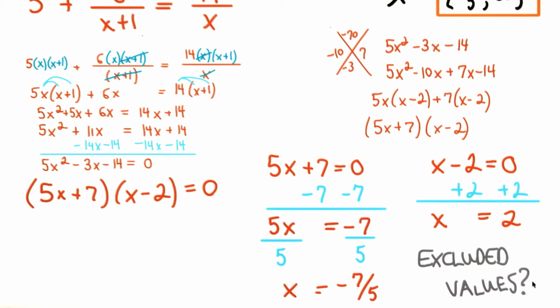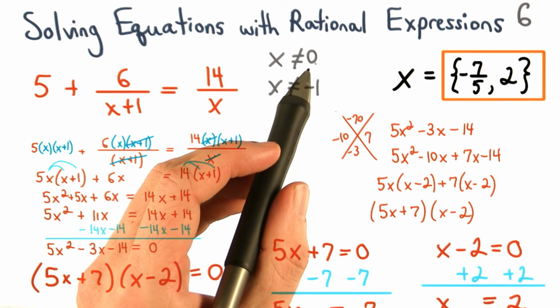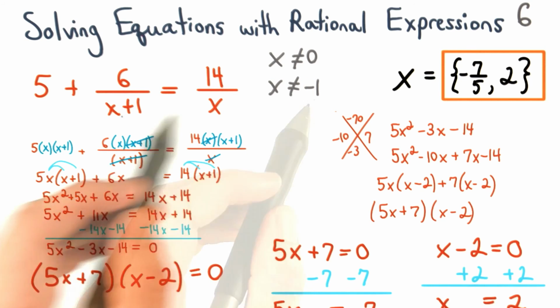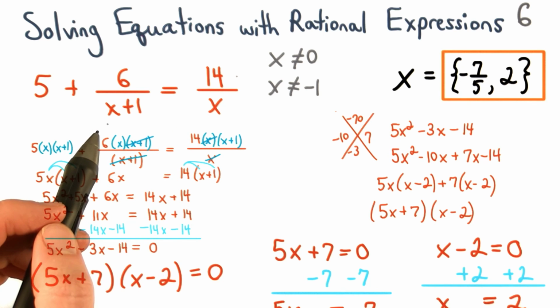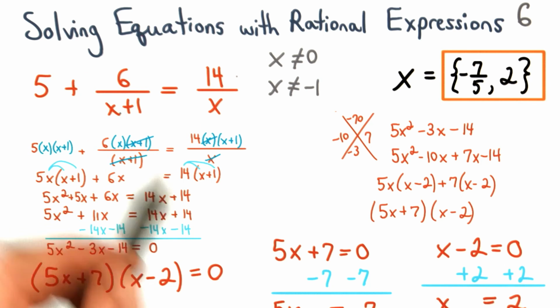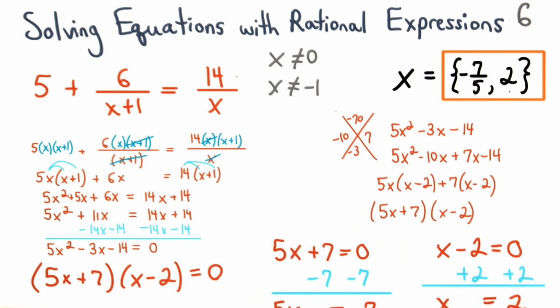But we're not done yet. We want to make sure we check the excluded values to see if either of these are not part of the solution. Well, the only excluded values are x equals 0 and x equals -1. If x were 0, this fraction would be undefined, and if x was equal to -1, this fraction would be undefined. So our two values of -7/5 and +2 are correct.